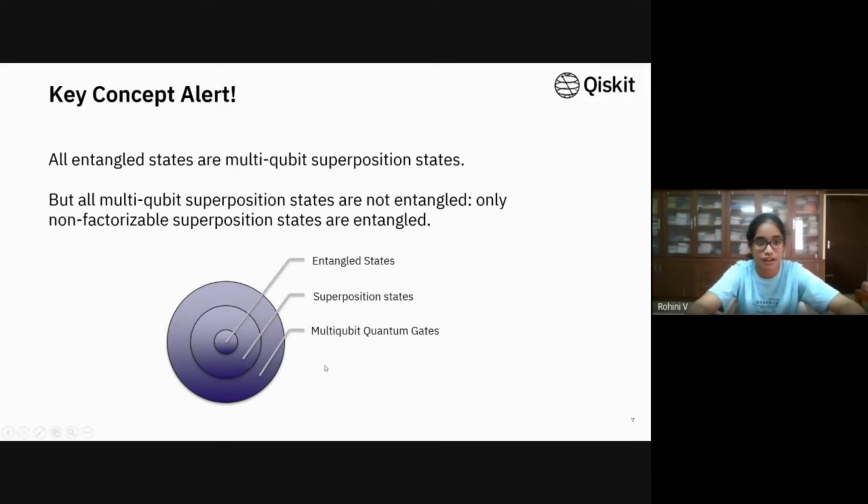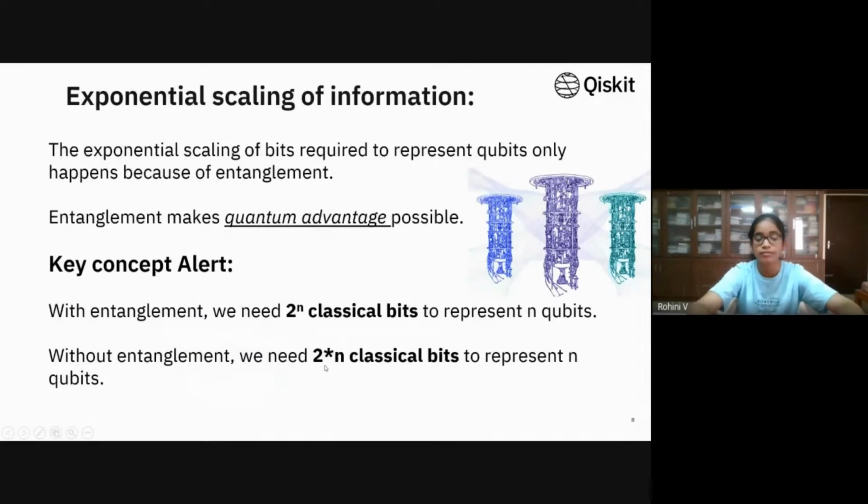Moving on. Why is quantum entanglement so special? Because of exponential scaling of information. The exponential scaling of bits required to represent qubits only happens because of entanglement. Entanglement makes quantum advantage possible. With entanglement, we need 2 to the power n classical bits to represent n qubits, and without entanglement, we need 2 times n classical bits to represent n qubits. Yes.